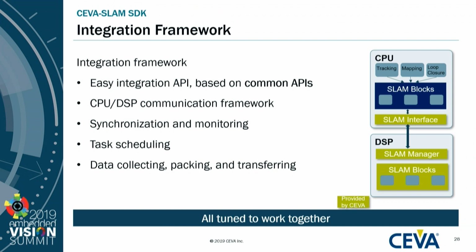Easy integration is extremely important. We made a lot of effort to offer those capabilities for the customer. The CEVA SLAM SDK is easy to integrate with existing applications. It's based on common APIs, making the integration fast and easy. It covers DSP and CPU communication, synchronization, and monitoring. It also takes care of task scheduling, data collection, packing, and transferring between the CPU and the DSP. So CEVA SLAM is easy to use. You just need to plug it in and run it.